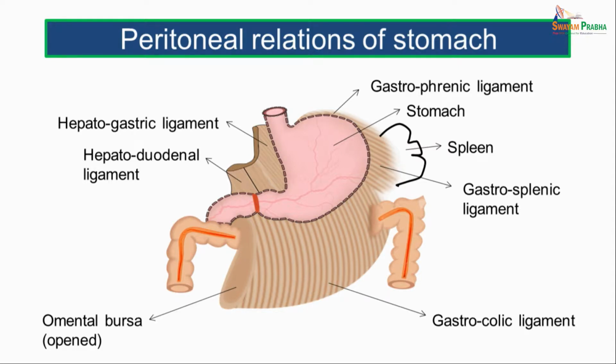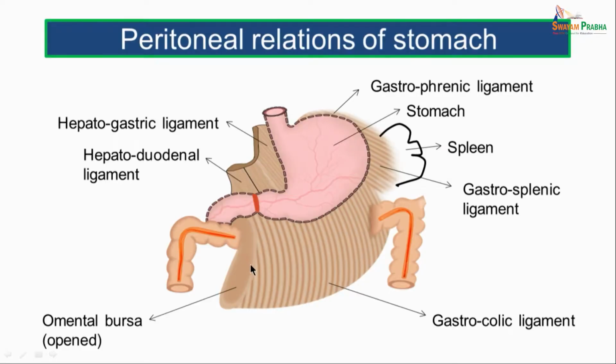Layer number 1 and 2, which goes down, folds on itself and comes up as layer number 3 and 4 and goes right back to the posterior abdominal wall. Thus, as it's seen here, between the layer number 2 and the layer number 3 is a space which is nothing but the omental bursa or the lesser sac of peritoneum.